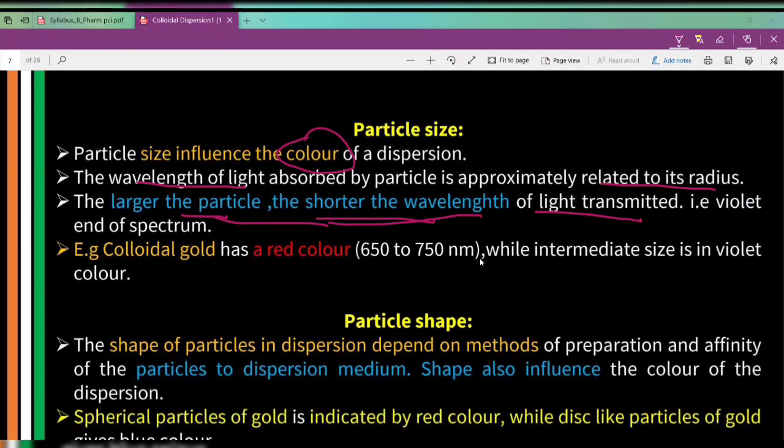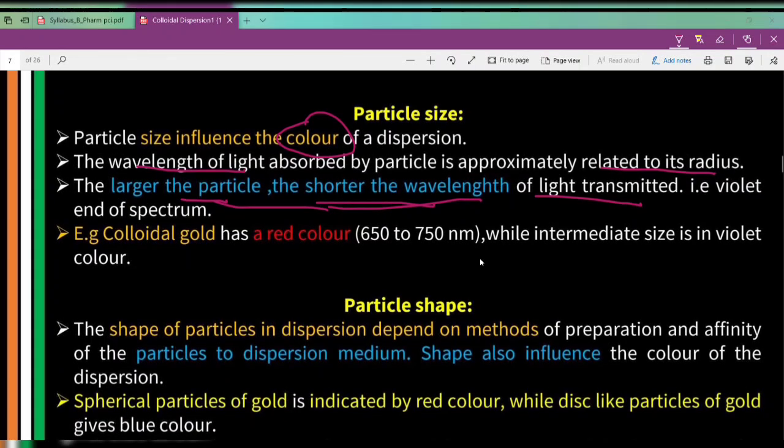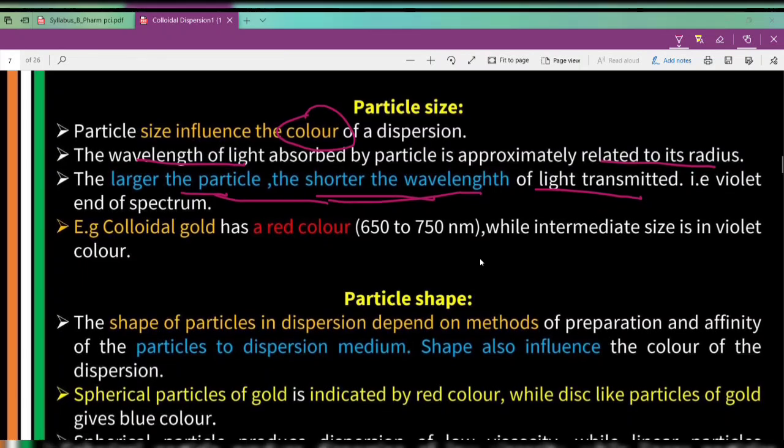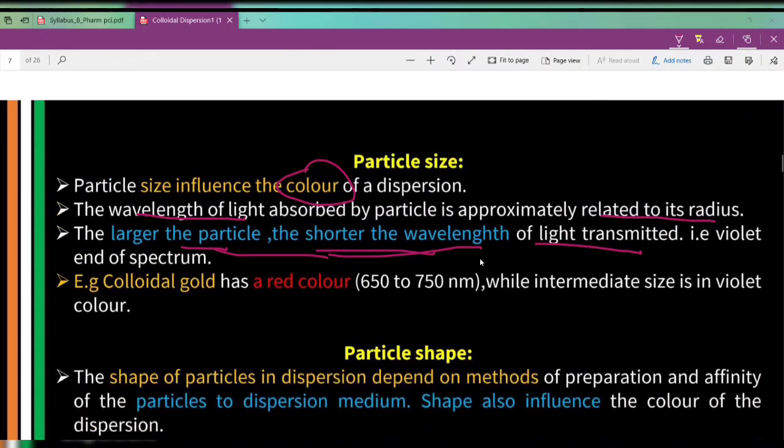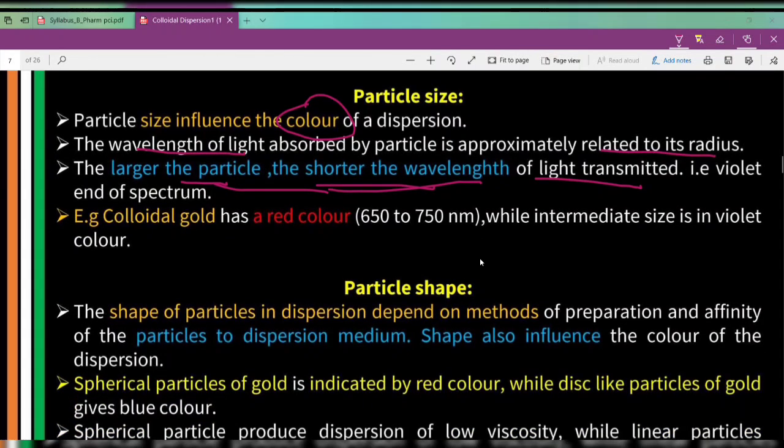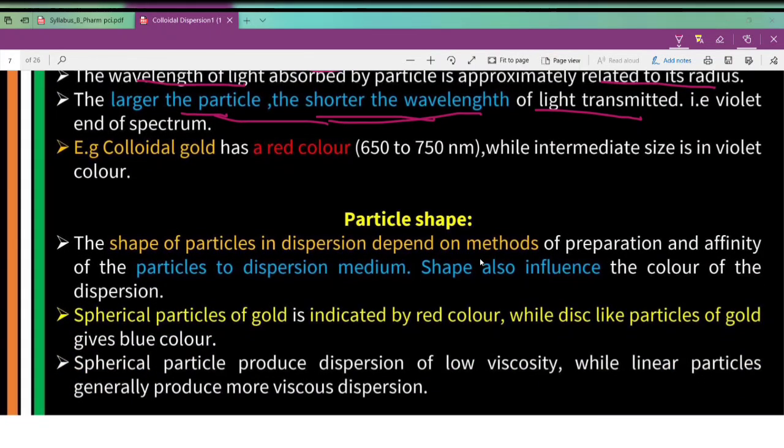So after that, the particle shape. How can the particle shape affect these things? Particle shape can also affect the color, and also the viscosity. Got my point? How? The spherical particles, like you can see here, the spherical particles of gold. Shape also influences the color.